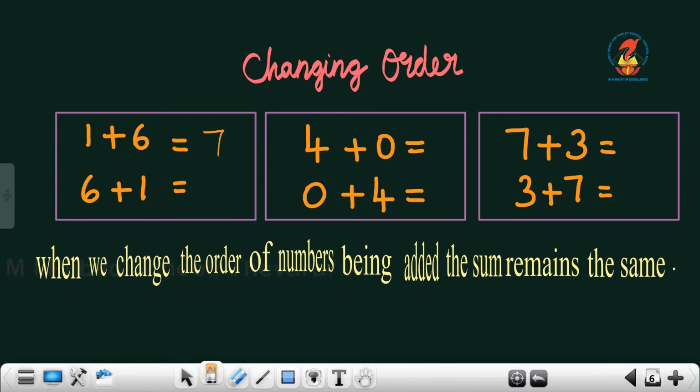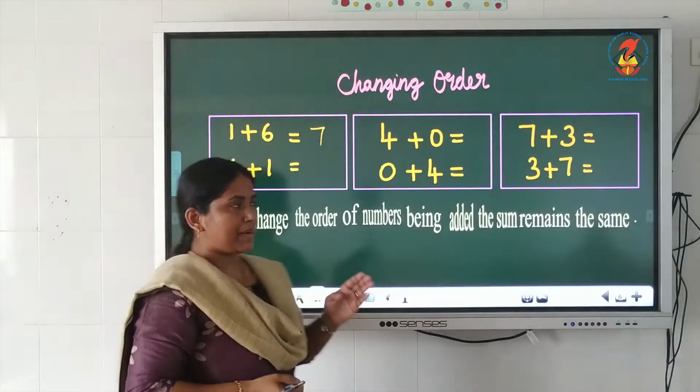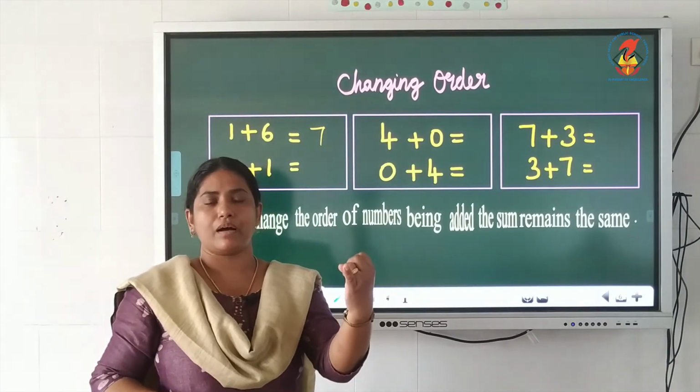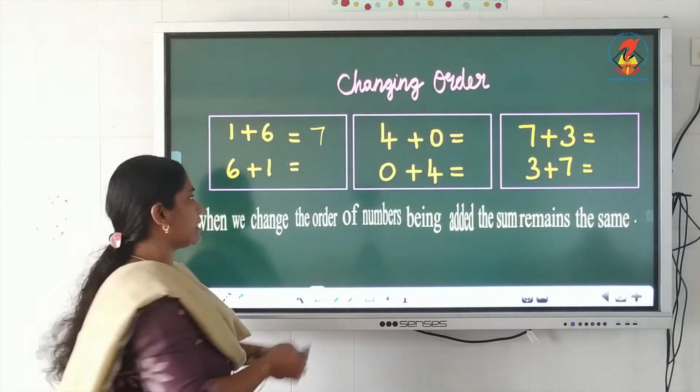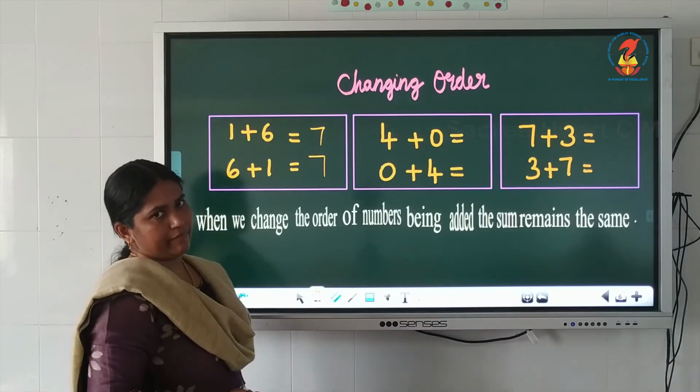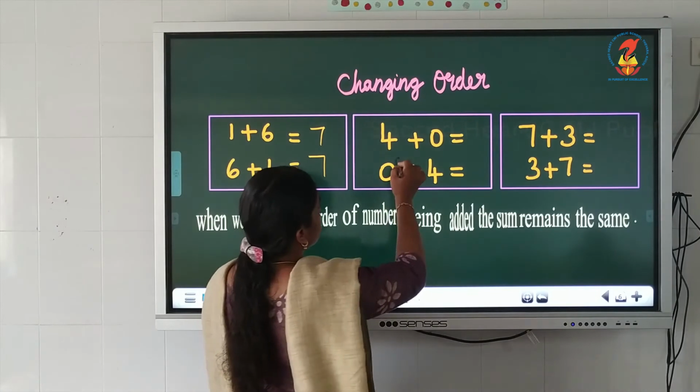Now 1 plus 6 and 6 plus 1. Here 6, keep the big number in our mind. Take one finger. After 6, 7 is the answer. So children, in both these questions, 1 plus 6 is equal to 7 and 6 plus 1 is also equal to 7. Now look at the next question.